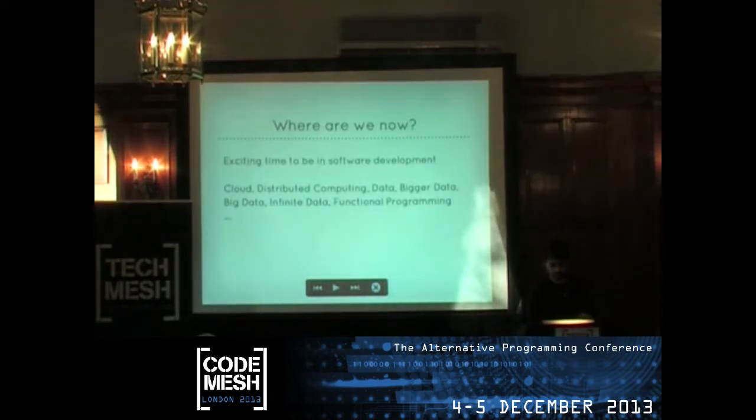All right. So the first question I would like to ask: where are we now? What's happening right now? It's really exciting times to be in the software industry today, because a lot of things are happening. We are hearing about clouds, computing on different machines, getting back data. We're talking a lot about data, bigger data, and even big data. And we're talking about functional programming, infinite data, and all these things are really interesting. Software development is becoming interesting now.